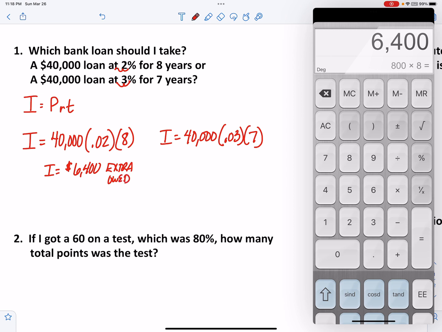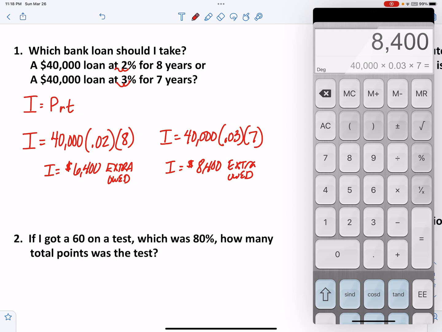And so I'm trying to think about the situation when I'm making my notes there. All right, let's go ahead and do the other bank and see if it is a better deal. Times 0.03 times 7, and we get, because of that higher interest rate, even though it's less years, an interest of 8,400 extra owed. That's crazy. That little percentage really changes things quite a bit.